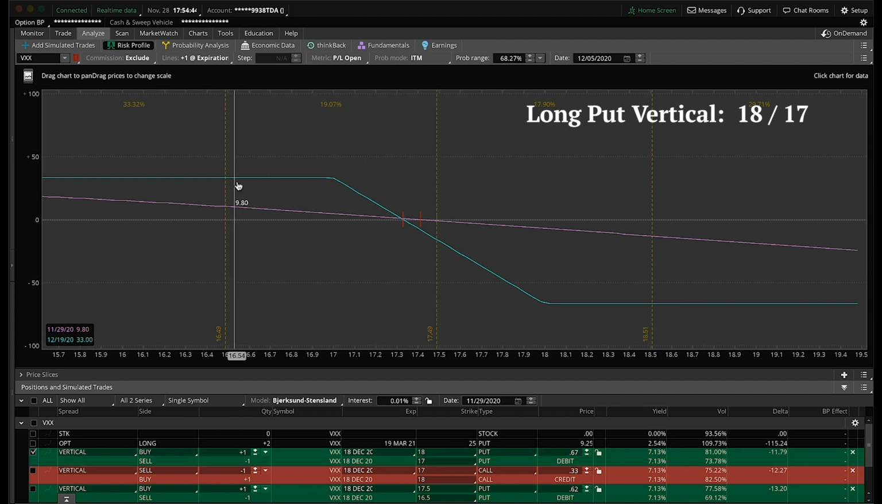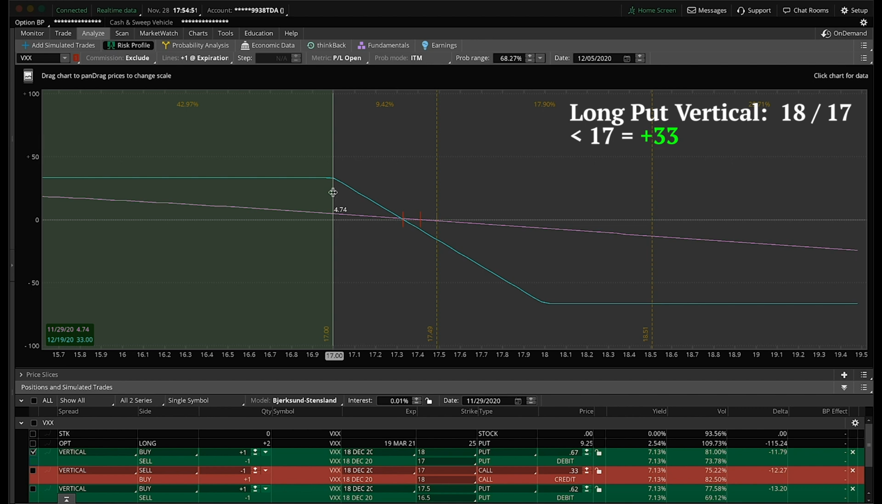So I'm going to actually move these hash lines over close enough to the edges. So the max gain is going to be at $17 or lower, and then the maximum loss is going to be at $18 or higher. This is a long put vertical with today's price right in the center of the trade. So we can see that if the VXX over the next 1 month does nothing, this trade would actually lose a small amount of money. It would lose about $15.